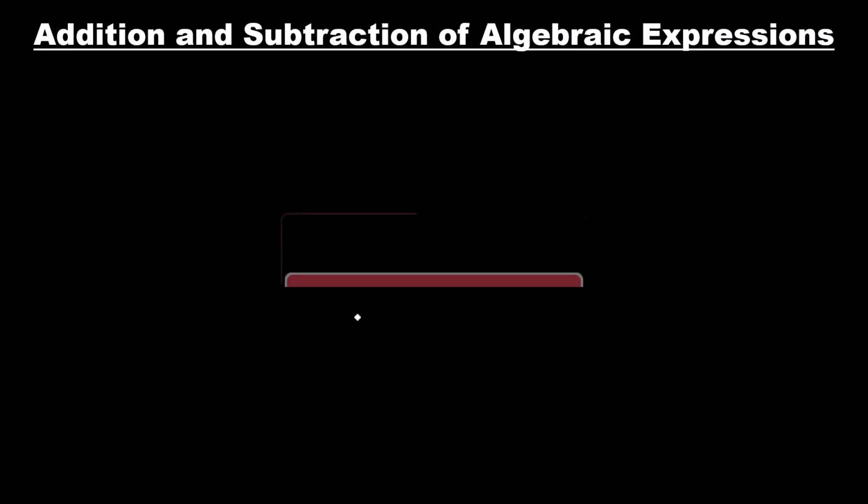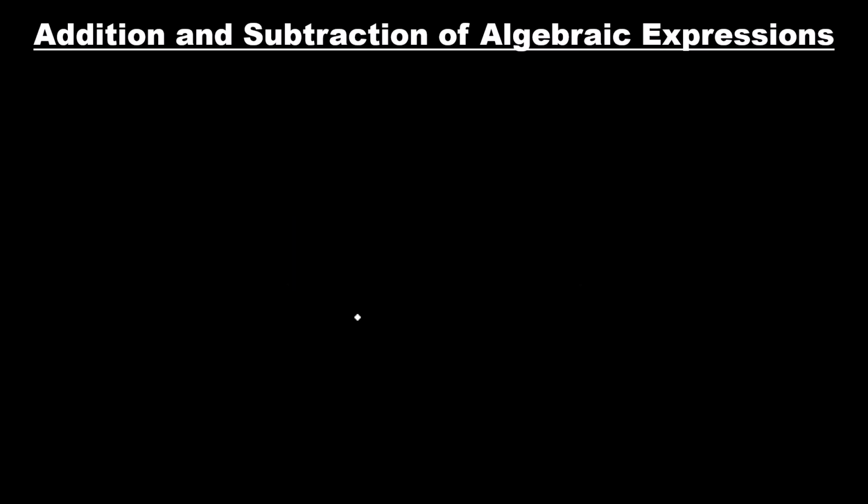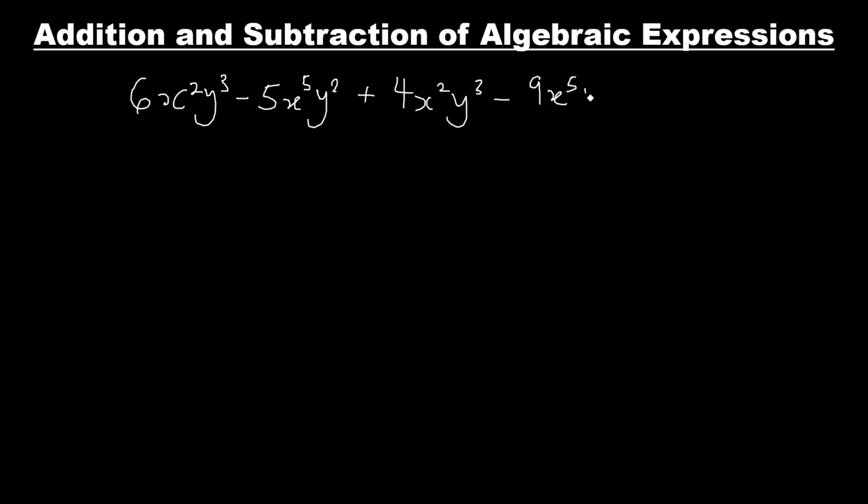Our next question will be 6x squared y cubed minus 5x exponent 5y squared plus 4x squared y cubed minus 9x exponent 5y squared minus 2x squared y cubed. Let's write it out and see. So we have this. Good, so a very lengthy one, of course, but it will follow the same strategy. So simple. So let's start from this side.